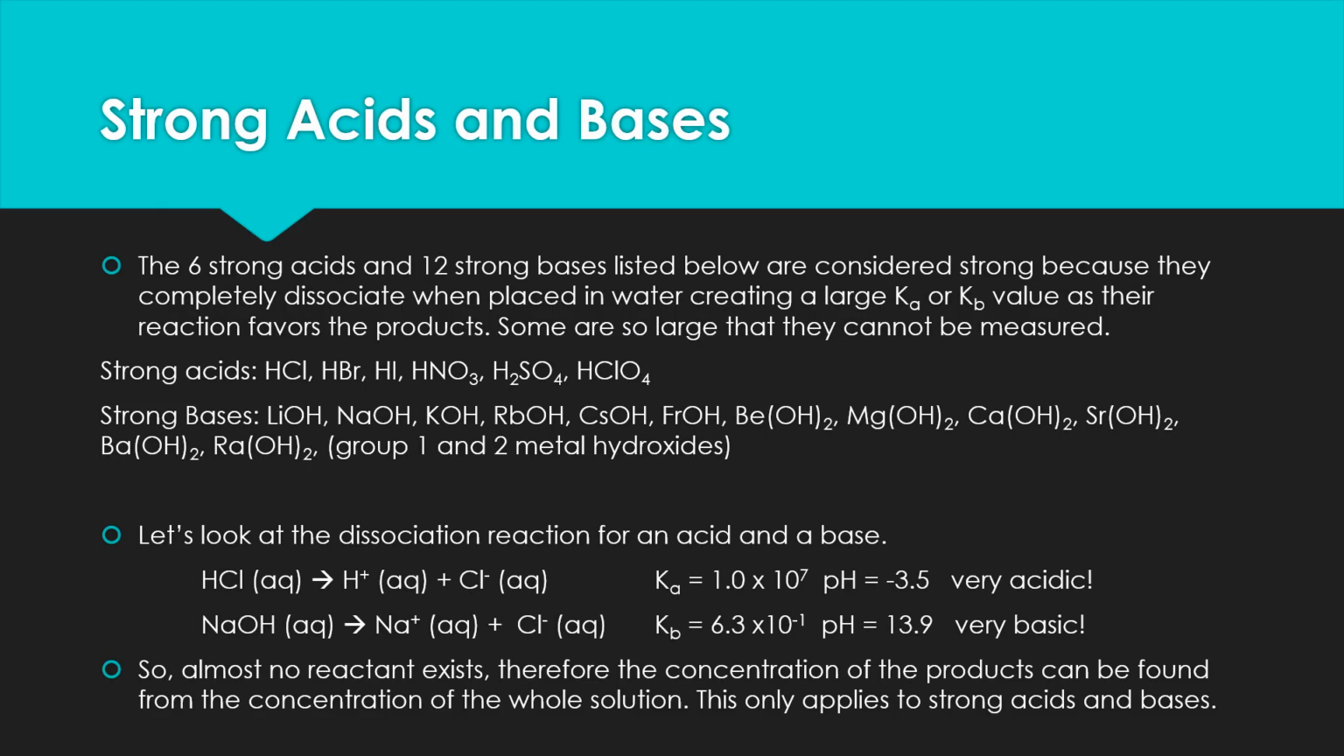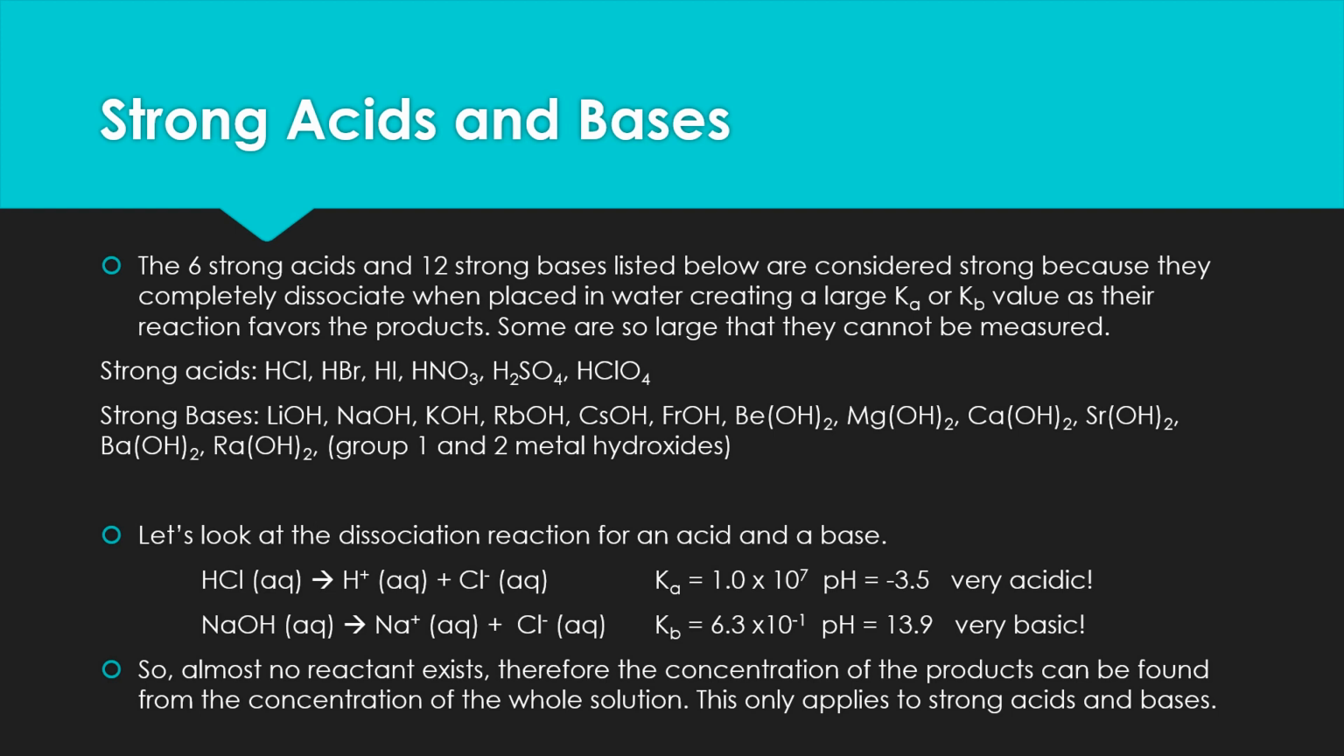First, let's talk about our strong acids and bases. So the 6 strong acids and 12 strong bases listed below and that you memorized are considered strong because they completely dissociate when placed in water, creating a large Ka or Kb value as the reaction favors the products. Some of them have Kas and Kbs so large that they really can't even be measured.